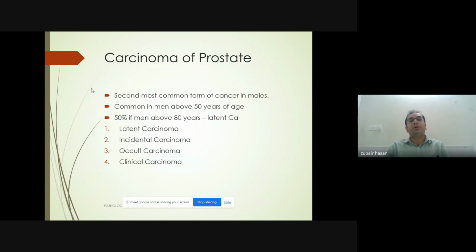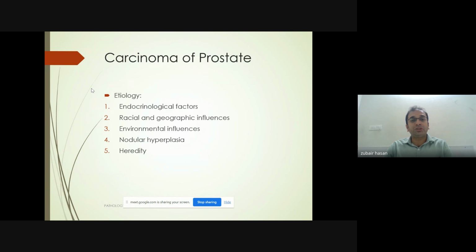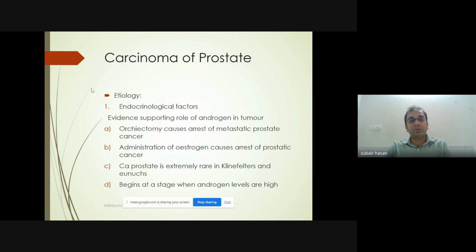Coming to carcinoma of prostate, it's the second most common form of cancer in males, common in men above 50 years of age. 50% of men, if above 80 years of age, have a latent cancer, right? So the etiology can be endocrinological factors, racial, geographical, environmental influences, nodular hyperplasia, hereditary conditions. Let's see them closely. Endocrinological factors, evidence supporting role of androgen in tumor.